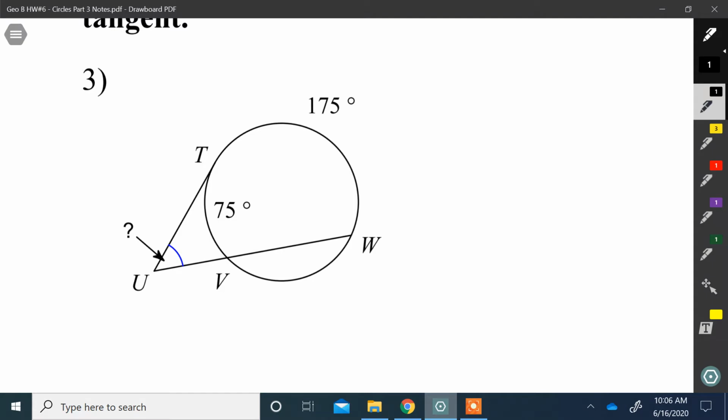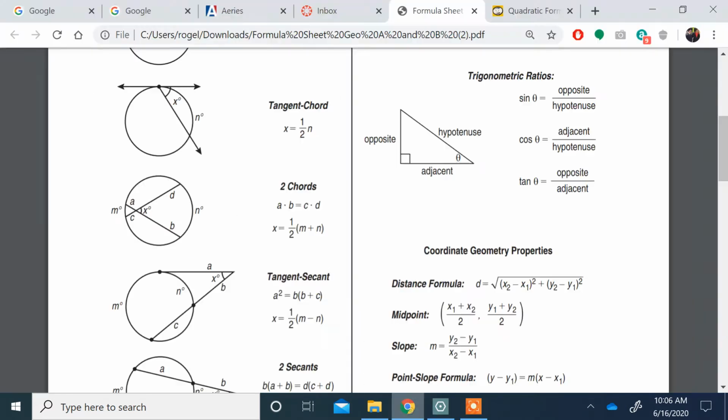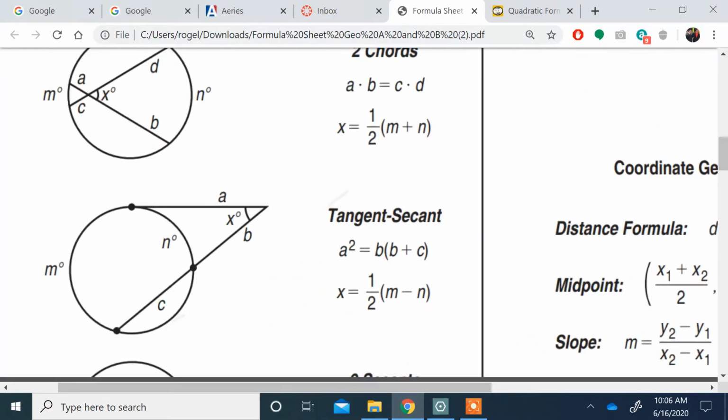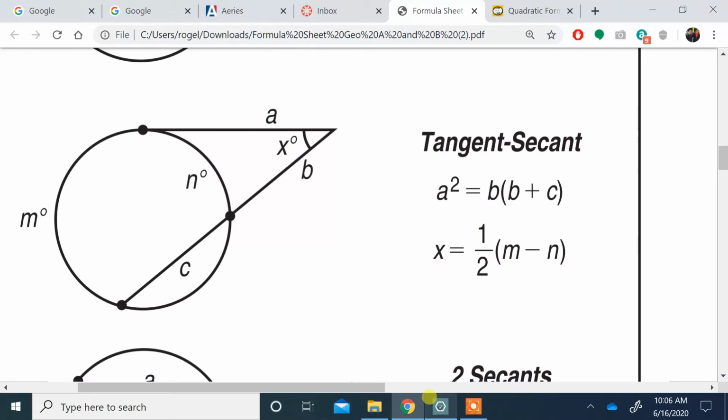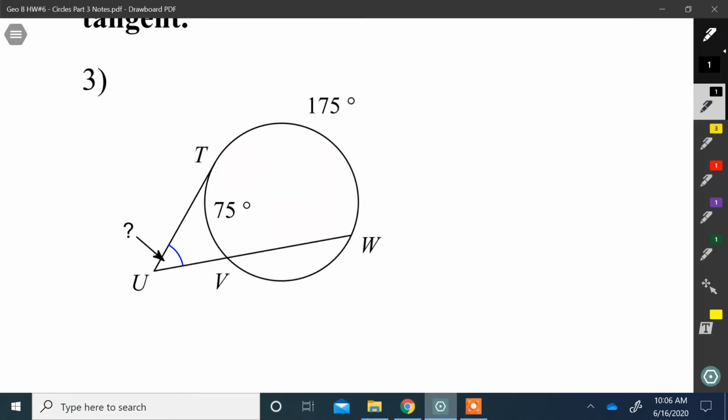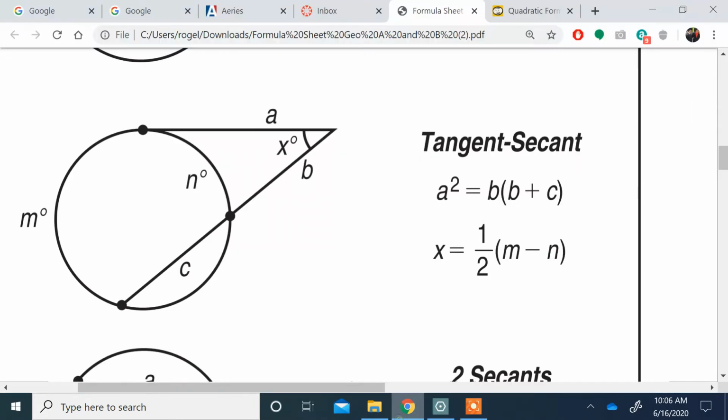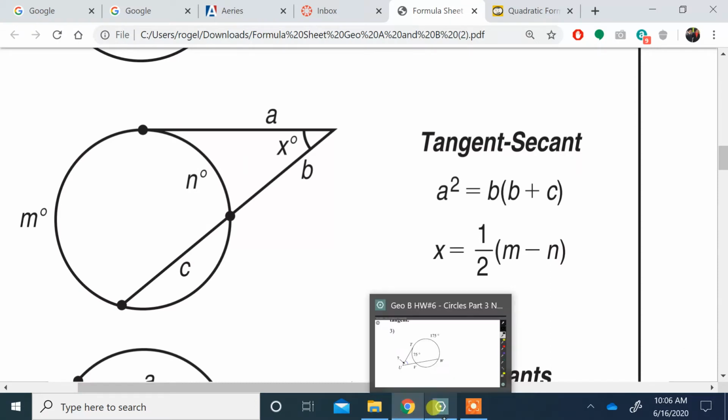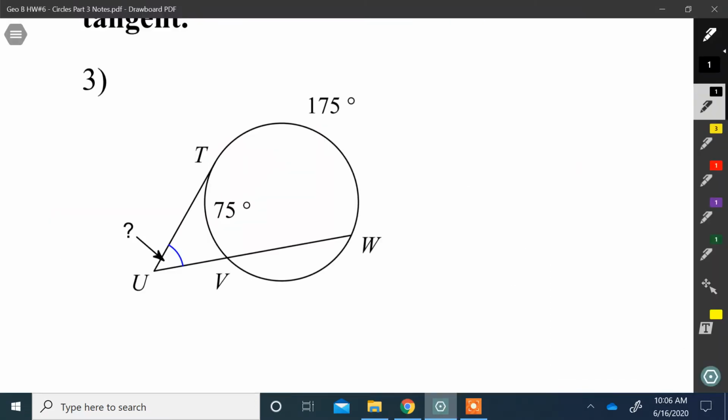Okay, so we have a tangent and a secant. That's the one you want to use. Tangent and a secant. Guys, all I'm doing is looking at the figure. It's like, what does that look like? Well, that looks like this right here. So that's the formula I want to use.